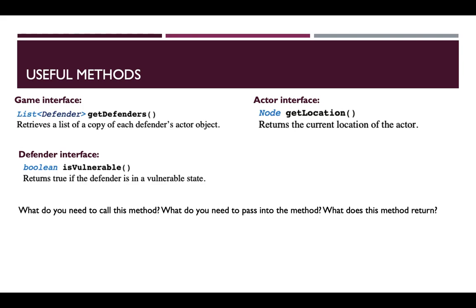And what does in a vulnerable state mean? Defenders become vulnerable whenever you as an attacker eat a power pill. And if you play the game visually, you would see that the defenders turn a different icon and it's like blue.